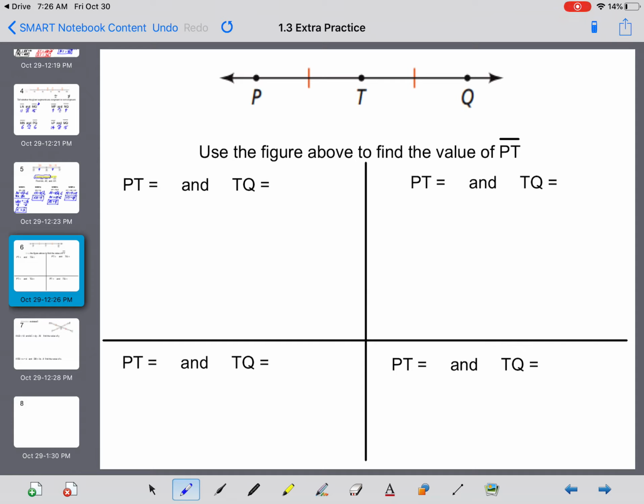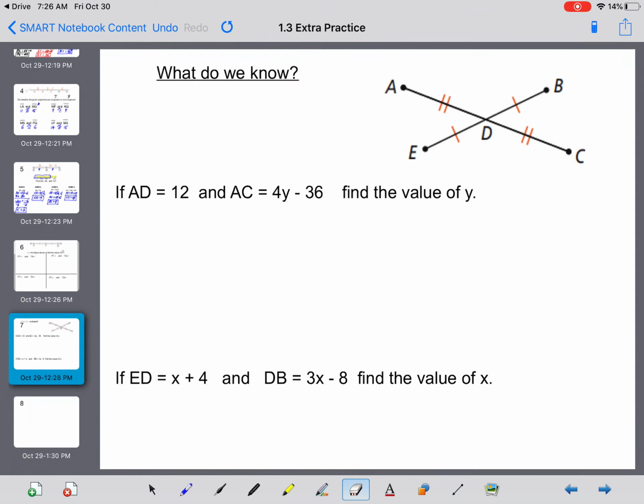Use the figure above to find the value of PT. All right, we're going to skip this question because I totally forgot to put our equations in. All right, take a look at this last one here.